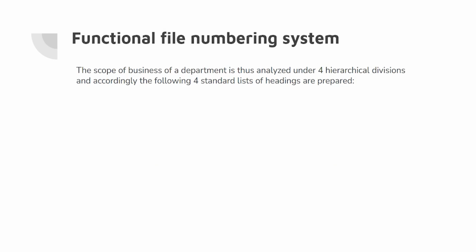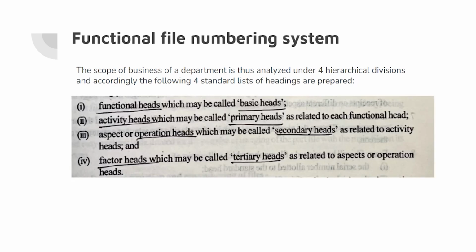The scope of business of a department is thus analyzed under four hierarchical divisions, and accordingly, the following four standard lists of headings are prepared. First, functional heads, which may be called basic heads. Second, activity heads, which may be called primary heads as related to each functional head.